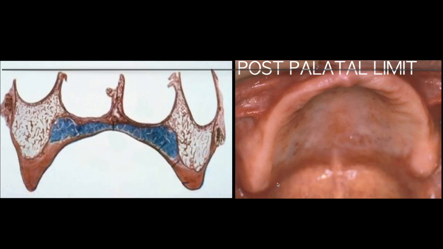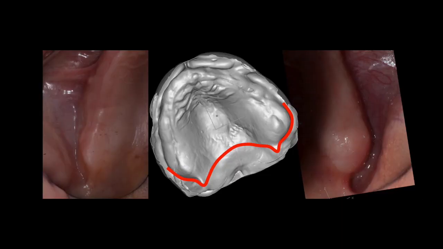So in this particular area, where salivary glands are underneath, this is the area that you want to completely seal with your final prosthesis. Again, this posterior palatal limit is shown in the red color of this picture on the impression.